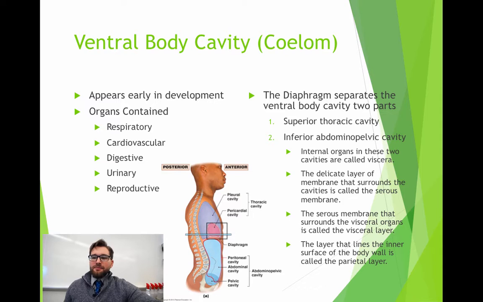The diaphragm separates the 2 portions of the ventral body cavities into the superior thoracic cavity and the inferior abdominal pelvic cavity. Inside of the thoracic cavity, we have the pleural cavity and the pericardial cavity. The pericardial cavity encloses the heart. The pleural cavity includes the respiratory system. Right here would be the diaphragm separating the thoracic cavity from the inferior abdominal pelvic cavity.